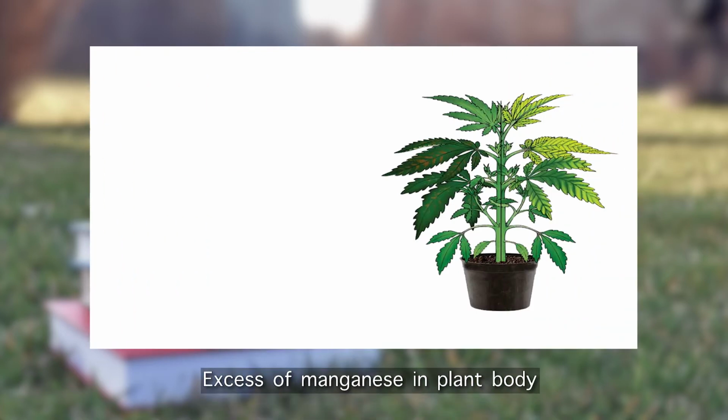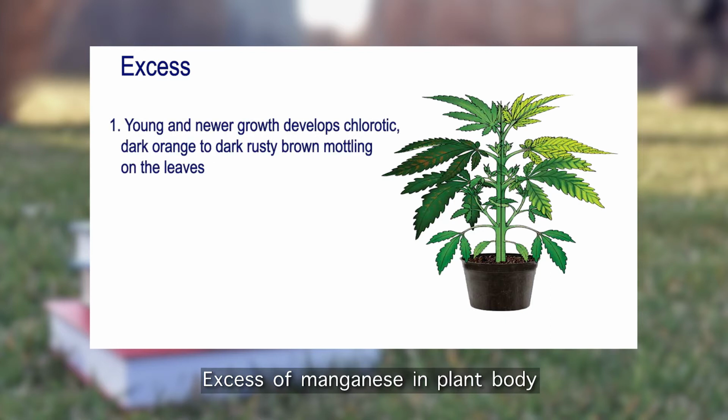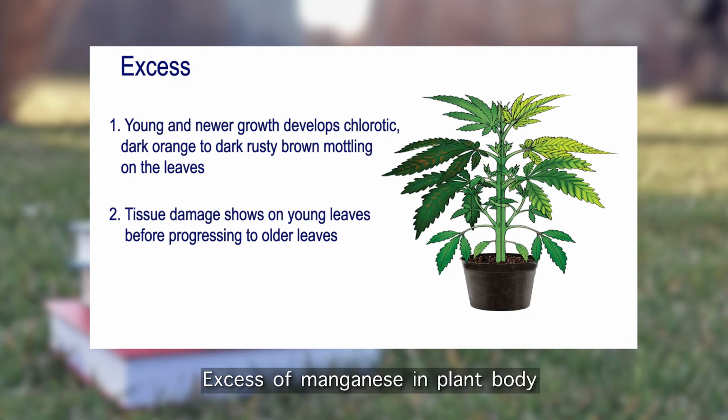And in the same way, like other elements, excess of manganese also can cause problems. If there is excess manganese, then the shoot will show definite chlorotic or dark orange spots, and there will be brown mottling or hardening of the leaves, and the leaves become brittle. There will be tissue damage located in the young leaves particularly, and not that much in older leaves.